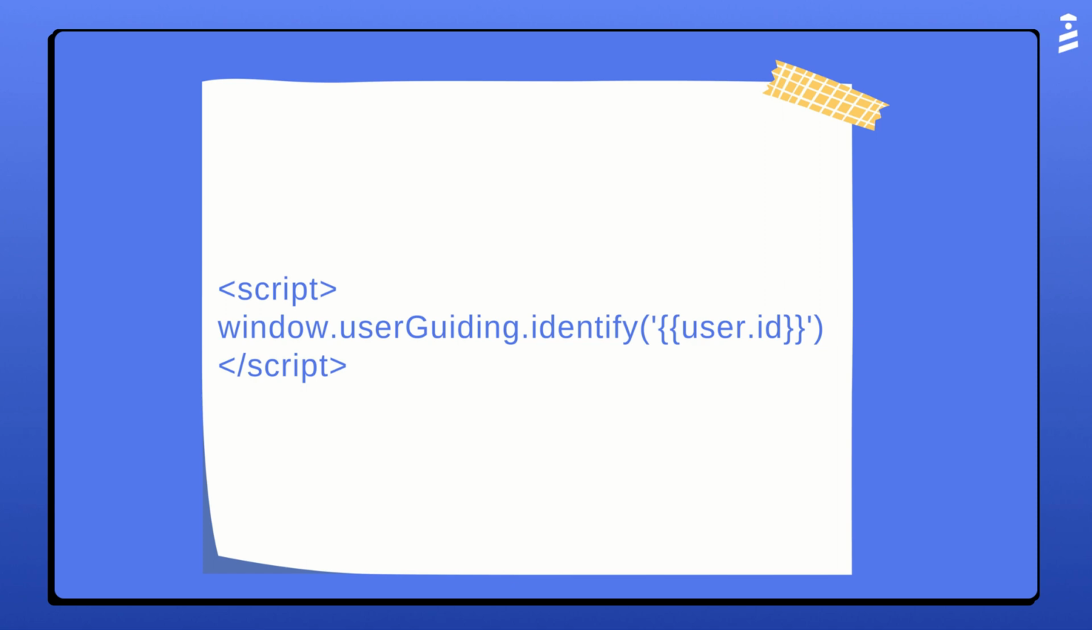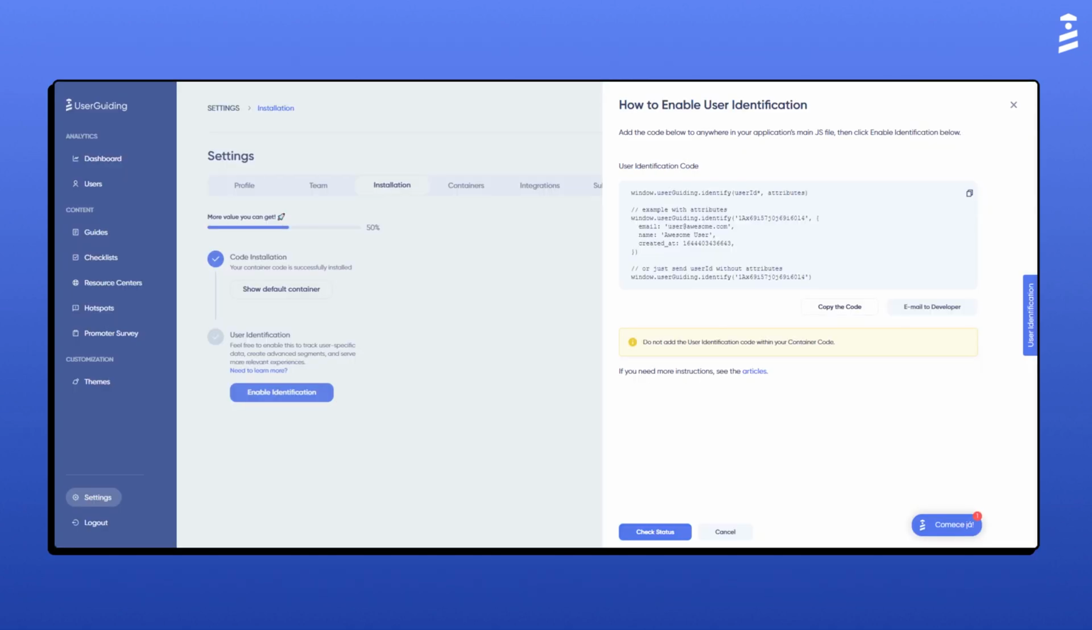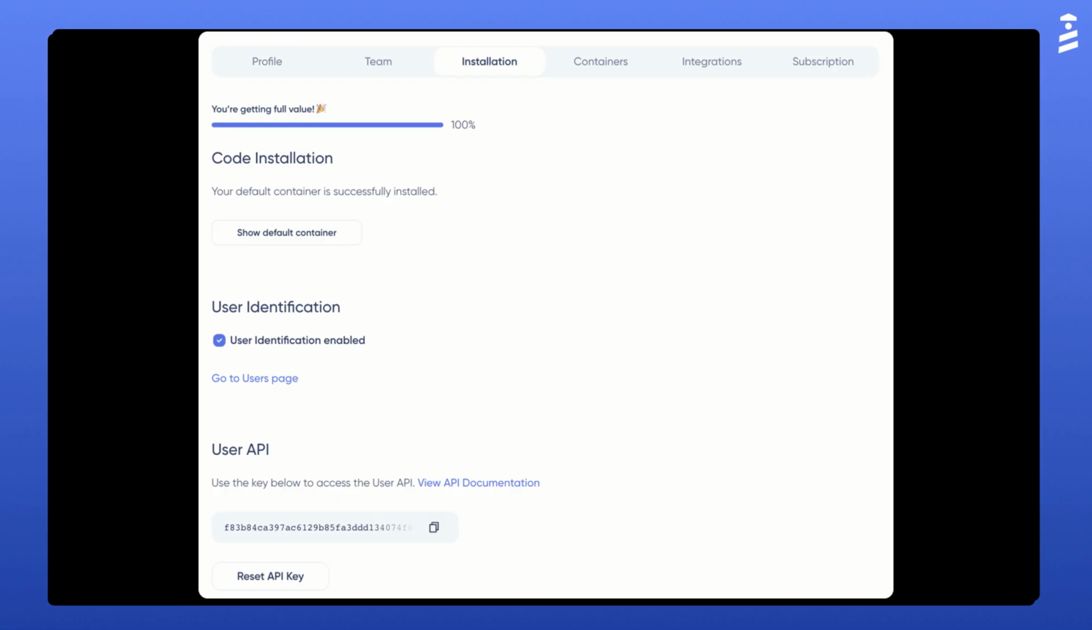Another tip here. Please note that you cannot add the identify code snippet within the container code. They should be separated. After you place your identification code snippets into your source code, now we're going back to the UserGuiding panel. And complete the process by clicking on the check status button, this one right here. And it's done. The page should be just like this one.